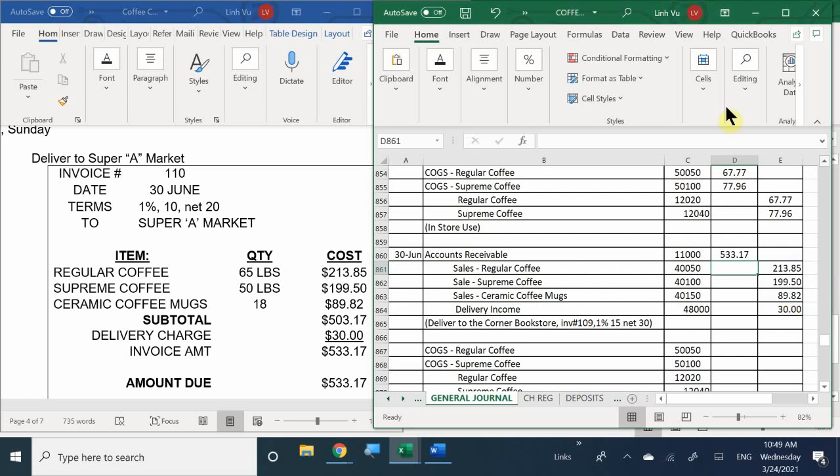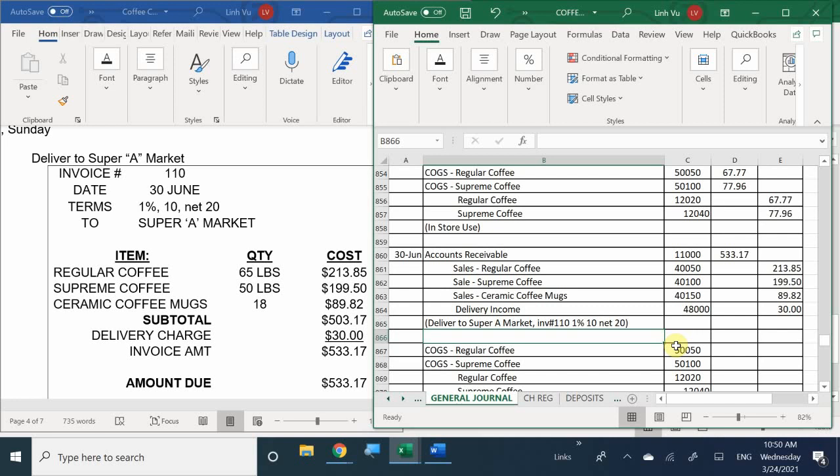So I gotta fix my description here, right? Because this isn't the corner bookstore, so we gotta give them their proper information. So this is to who? Super A Market. Okay. This is invoice number 110. Their terms is 1% 10, net 20. Okay.